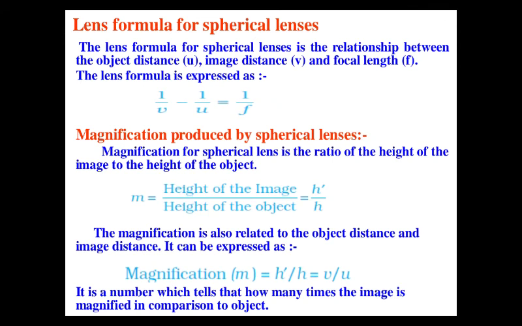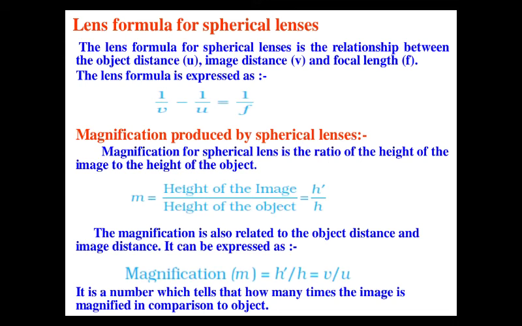Next is the magnification term. It is produced by spherical lenses. What is magnification? It is the ratio of the height of the image to the height of the object. Actually, magnification is a number. It is a number which tells how many times the image is magnified in comparison to the object.